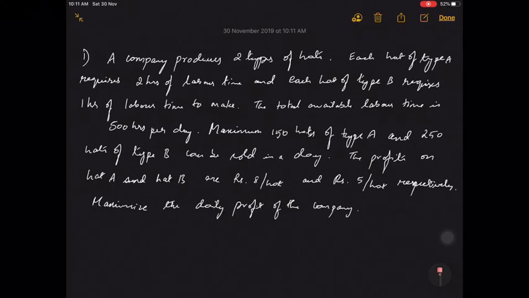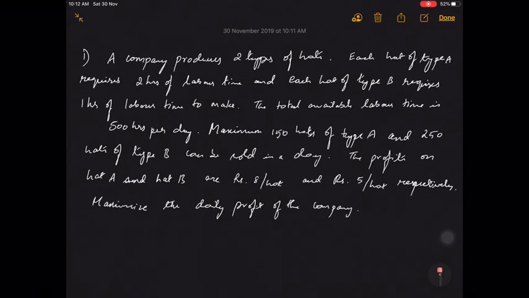Each hat of type A requires 2 hours of labor time and each hat of type B requires 1 hour of labor time to make. The total available labor time is 500 hours per day. Maximum 150 hats of type A and 250 hats of type B can be sold in a day. The profits on hat A and hat B are rupees 8 per hat and rupees 5 per hat respectively. Maximize the daily profit of the company.